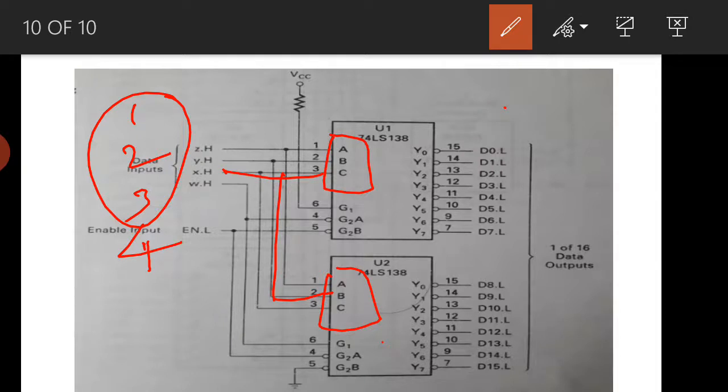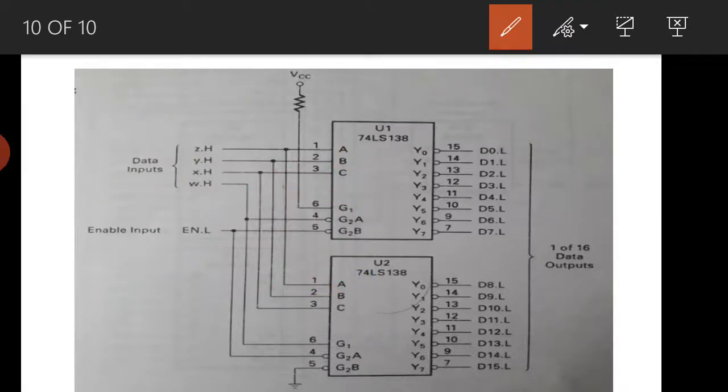Now the fourth one. You can see the fourth input is connected to G2 of the first decoder and G1 of the second decoder. You can observe here G2 is active low, and G1 is active high.